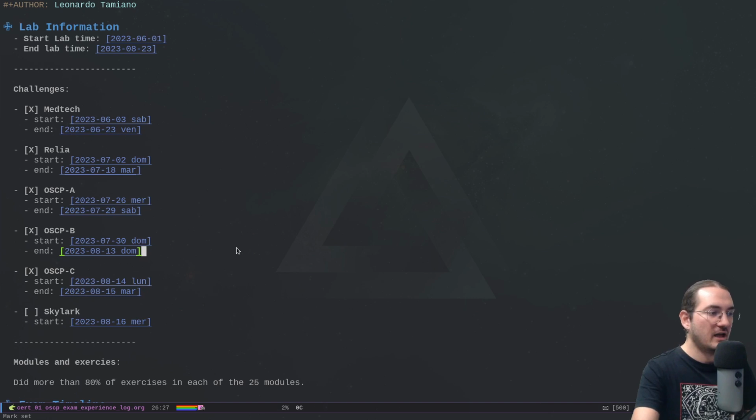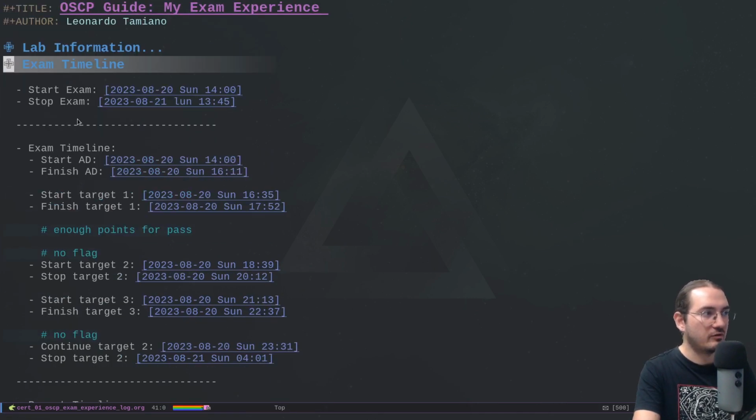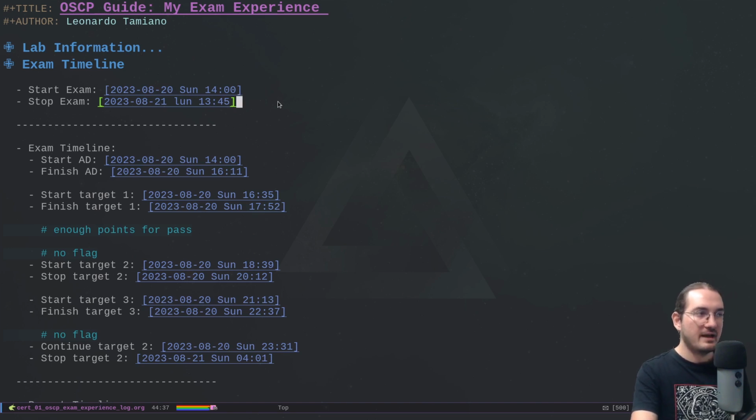And now this brings us to the exam timeline, the timeline that it took for my particular exam. With respect to my exam, I started at 2 p.m. because I sleep in late, it was August, so I wanted to start at a time where I have a lot of energy. I woke up around 1 p.m., prepared myself, and started at 2.